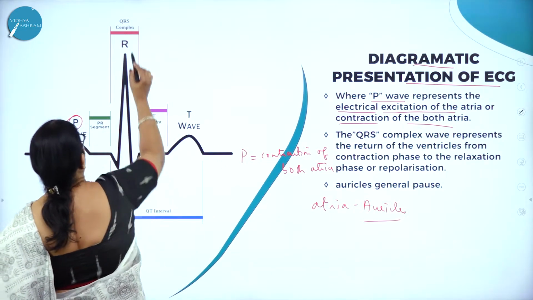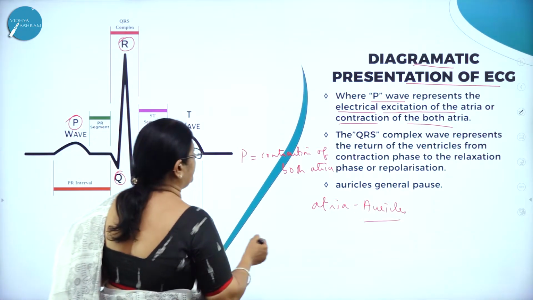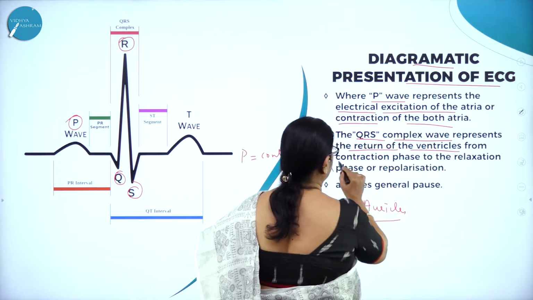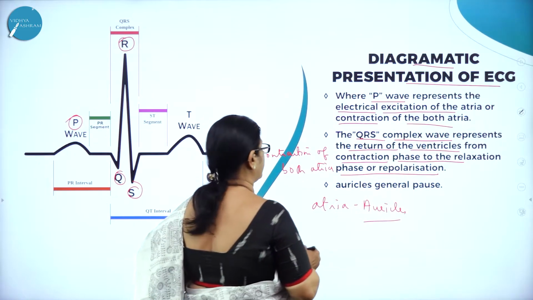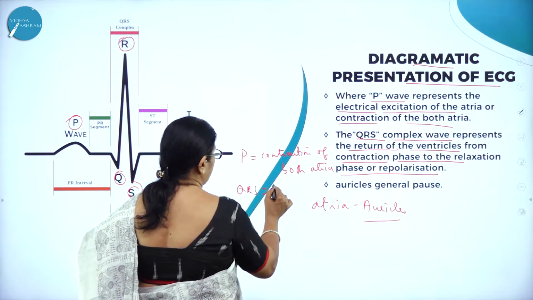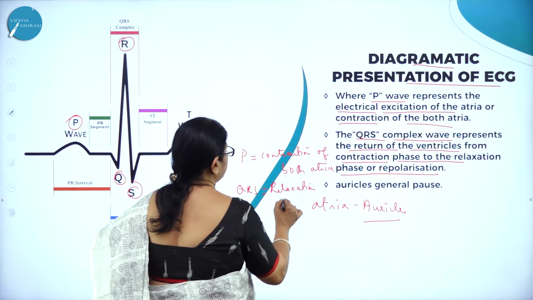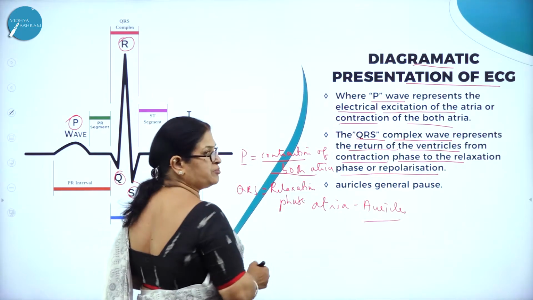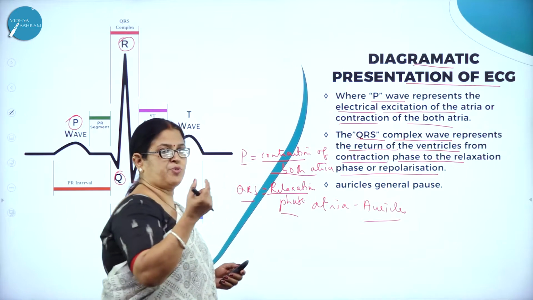Here you can see the QRS complex. The QRS complex wave represents the return of the ventricles from the contraction phase to the relaxation phase, or repolarization. So here QRS is called the relaxation phase. So the P wave is the contraction of both atria, and QRS is the relaxation phase. As we know, there is a small pause.